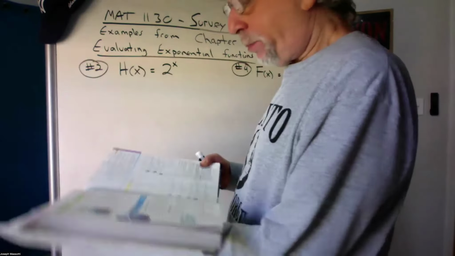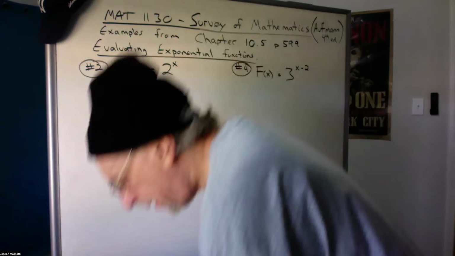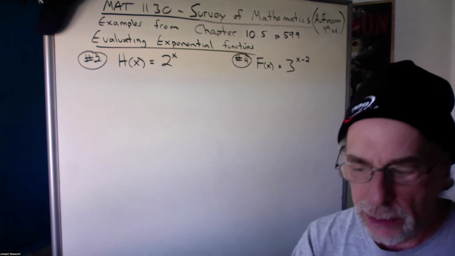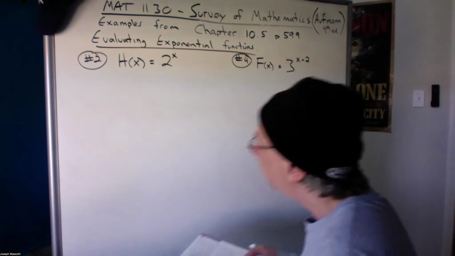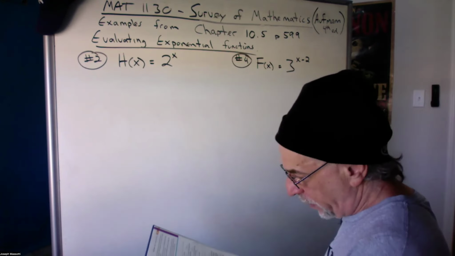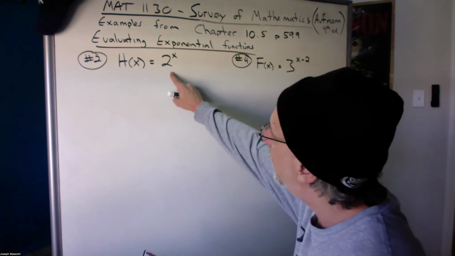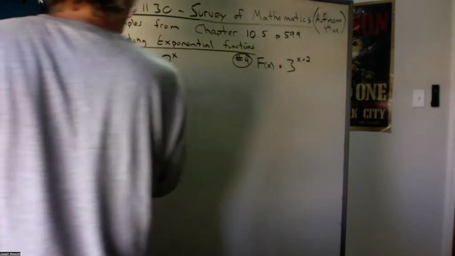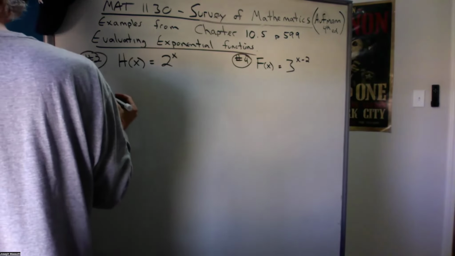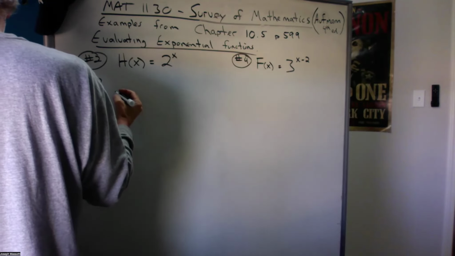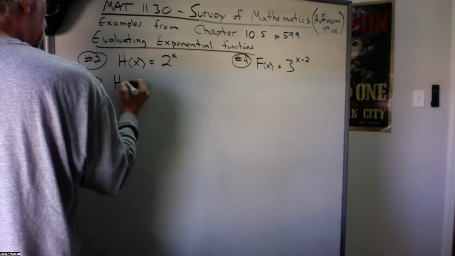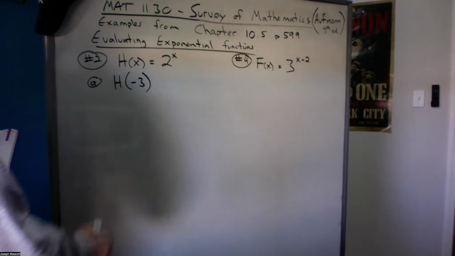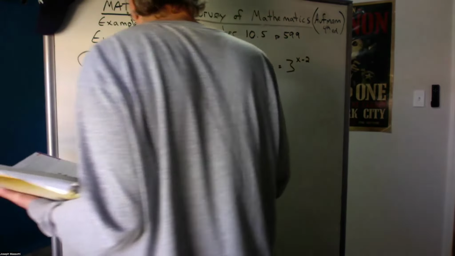On to section 10.5, page 599, dealing with exponential functions now and evaluating exponential functions. So number 2, we are given this exponential function, h of x is 2 to the x, and we are asked to evaluate this function for different inputs for x. So for 2a, we want to evaluate what this function is for an input of -3.